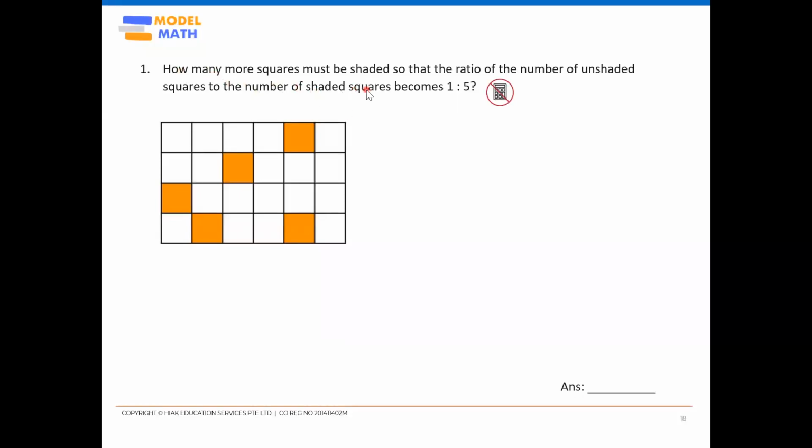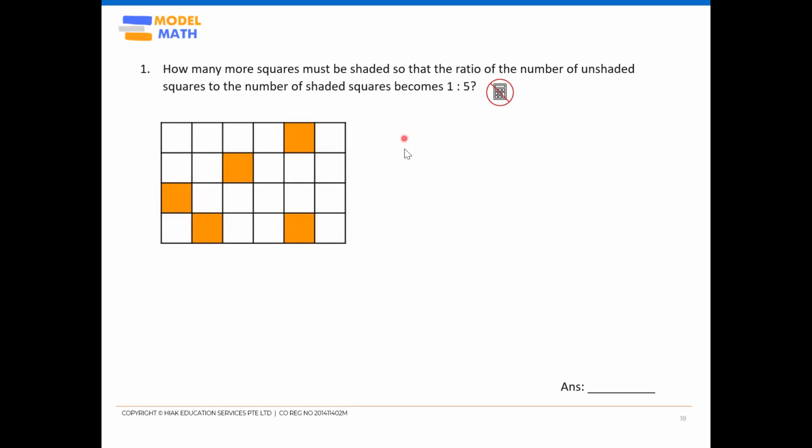How many more squares must be shaded so that the ratio of the unshaded squares to the shaded squares becomes 1 to 5? Do take note, this kind of question is very common in Paper 1, especially for P5 end-year exam Paper 1. They like to set such questions whereby they give you a diagram with smaller shapes in it. Within some smaller shapes, they shade some and then they ask you how many more squares to be shaded.